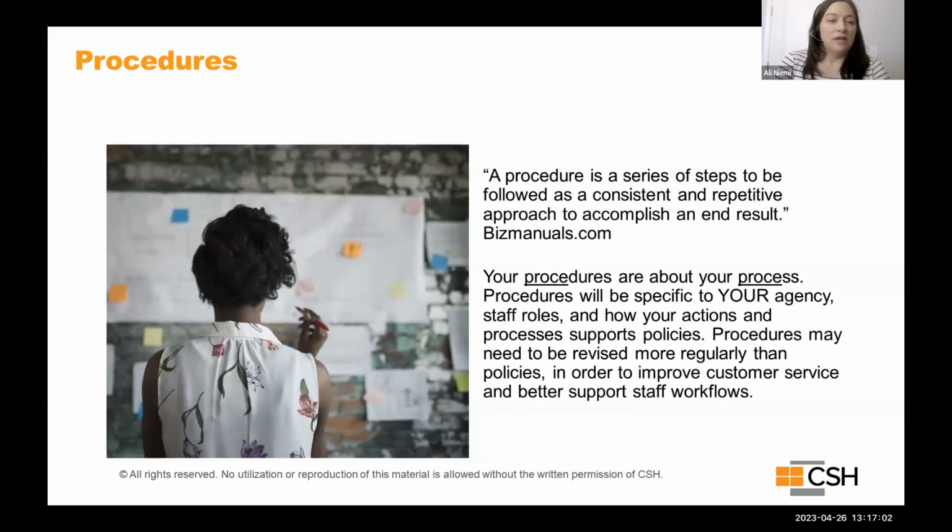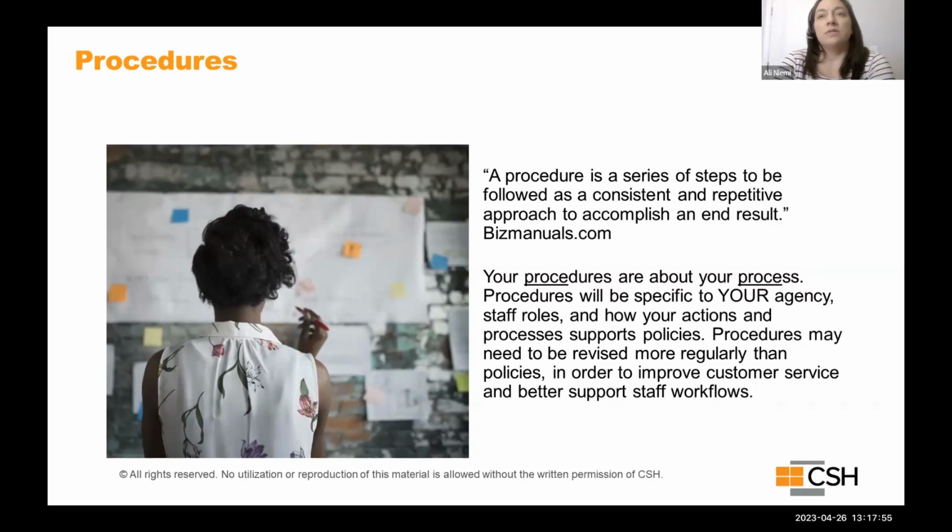So the policy is the rule and what you need to do. The procedures are really how you are going to get there and how you are ensuring that the rule is being followed. It's a series of steps that you need to follow to make sure everything is consistent and being done the same way across your agency to get to that end result, which is following the policy. These are typically specific to your agency, so generally you're not getting them from those higher levels. They speak to specific staff roles, how your actions and processes support those policies. These procedures need to be revised more regularly than the policies. They should be more flexible.